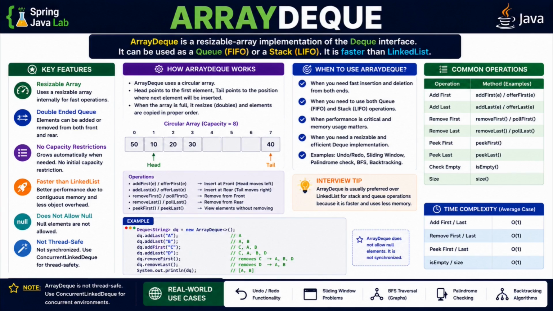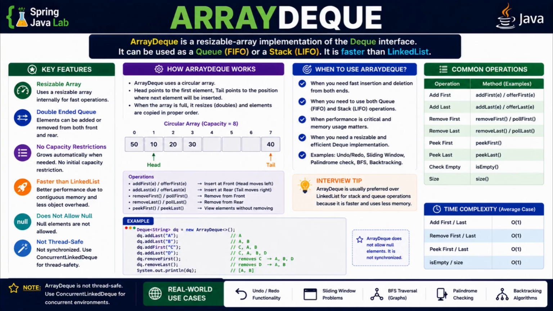The second popular queue implementation is ArrayDeque. The word deque stands for double-ended queue. Unlike a normal queue, ArrayDeque allows insertion and removal from both ends. That means you can add elements at the front, add elements at the back, remove from the front, or remove from the back. Because of this flexibility, ArrayDeque can behave as both a queue using FIFO and a stack using LIFO. It also offers excellent performance and is generally preferred over LinkedList for queue and stack operations.